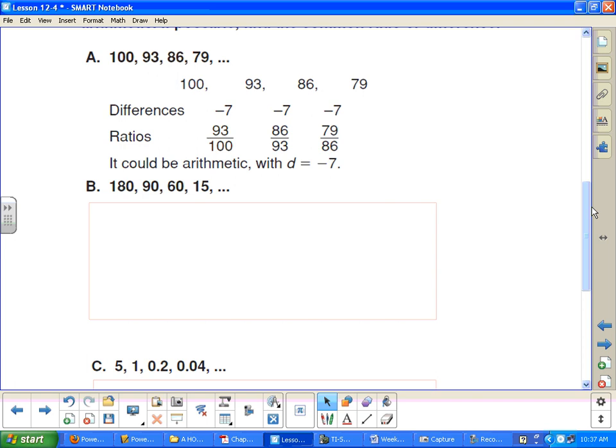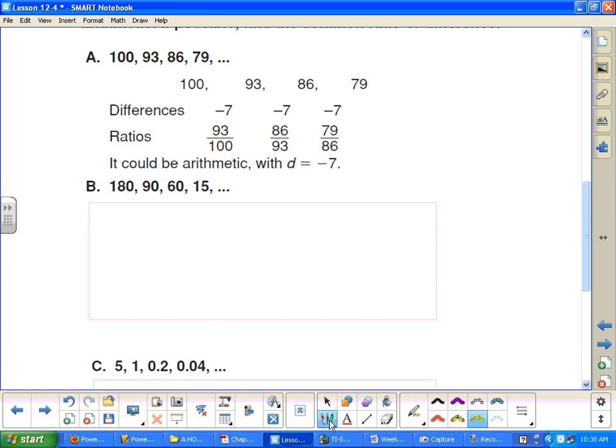Letter B: 180, 90, 60, and 15. Do these have a common difference? From 180 to 90 is 90. From 90 to 60 is 30. That's not linear, so that's not arithmetic. Let's see, 90 divided by 180 is what? 90 is half of 180, right? Is 60 half of 90? No. So that's not arithmetic or geometric.